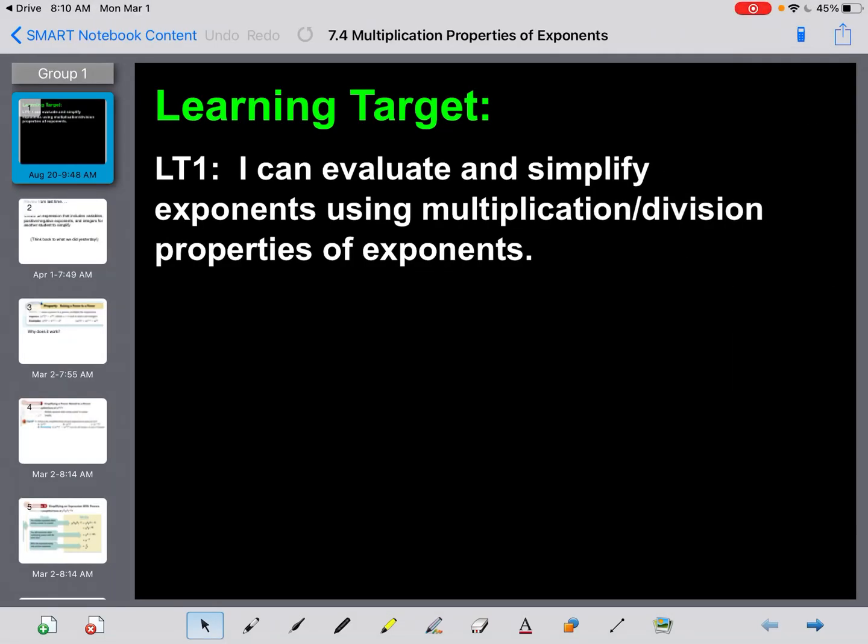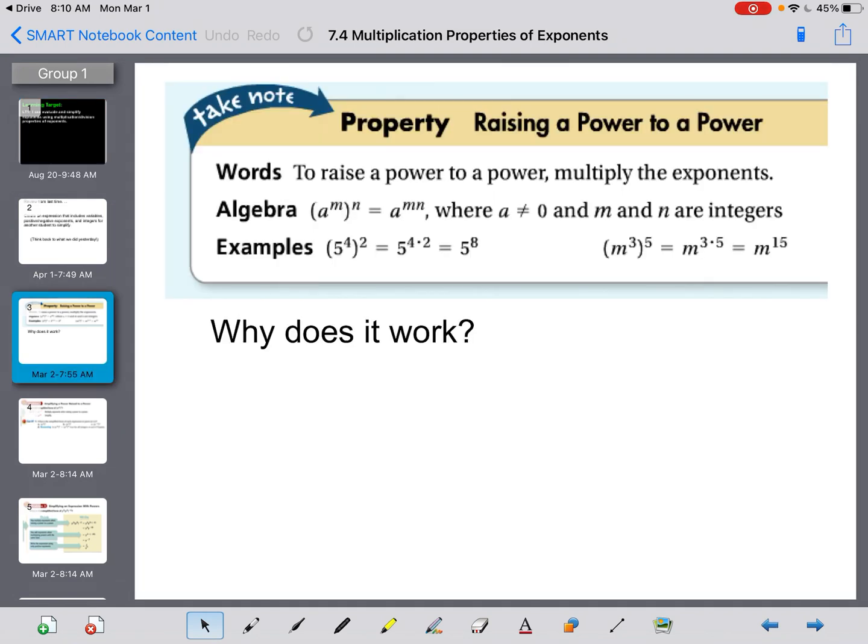Chapter 7, Section 4 is Multiplication Properties of Exponents. We talked about addition, how when you're multiplying two exponents with the same base, we actually add. Now we're talking about raising a power to a power. If I start out with 5 to the fourth, all raised to the second, I'm really just multiplying those two exponents together.